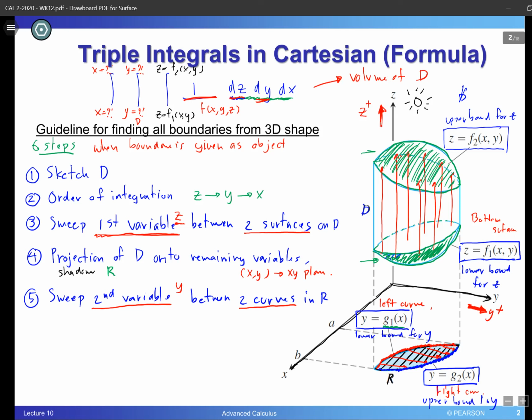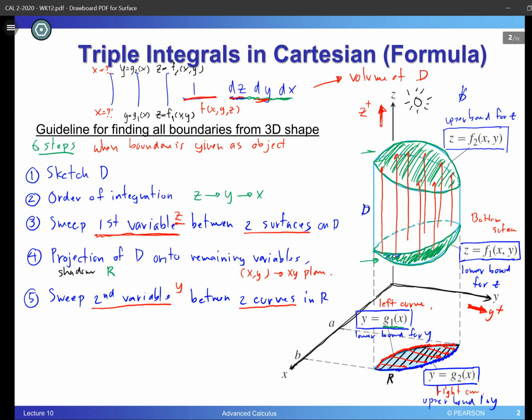Okay, there you go. So we found the bounds for the y variable, and we are going to use them right here. Let's change this unknown into something that we just found. Let me fix that. So the lower bound is going to be this g1 of x, y equal to g1 of x, to the upper bound, which is g2 of x, y equal to g2 of x. Okay, now we move to the last step.